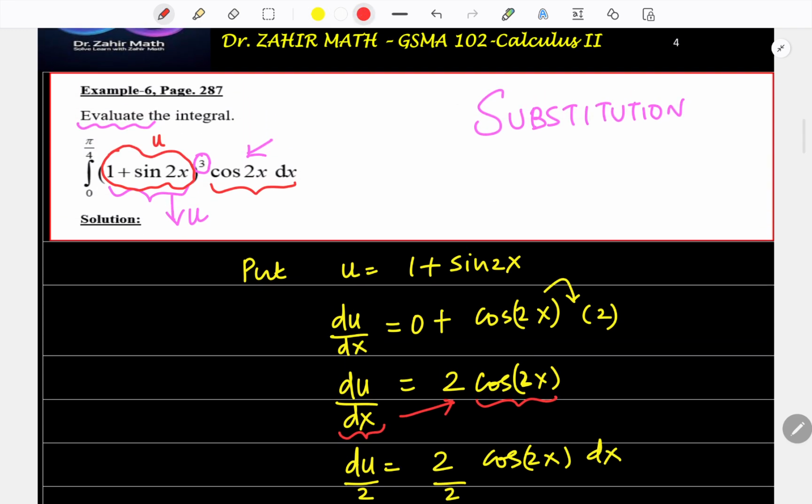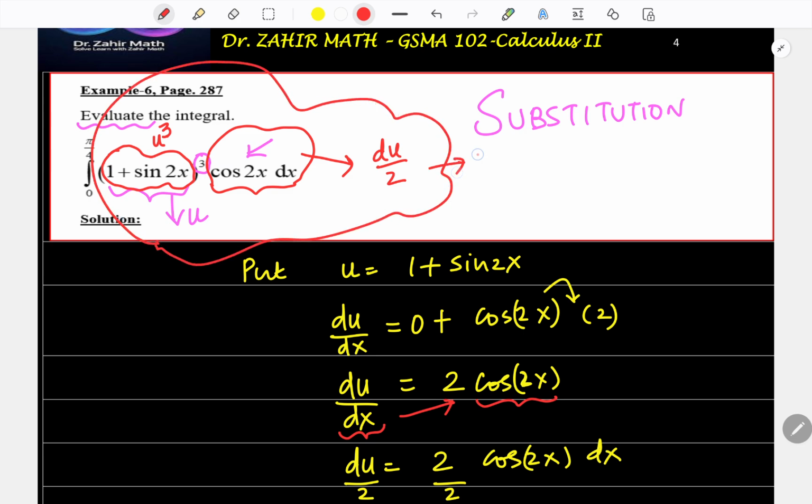So what happened to this one? This one will be du divided by 2, and this one will be u cube, right? Yes. So now everything is converted in terms of u. That is very, very important. This is the basic idea of the substitution method. But look carefully. These are the limits for x. Now we are going to convert them in terms of u. The limits for u we are going to calculate.